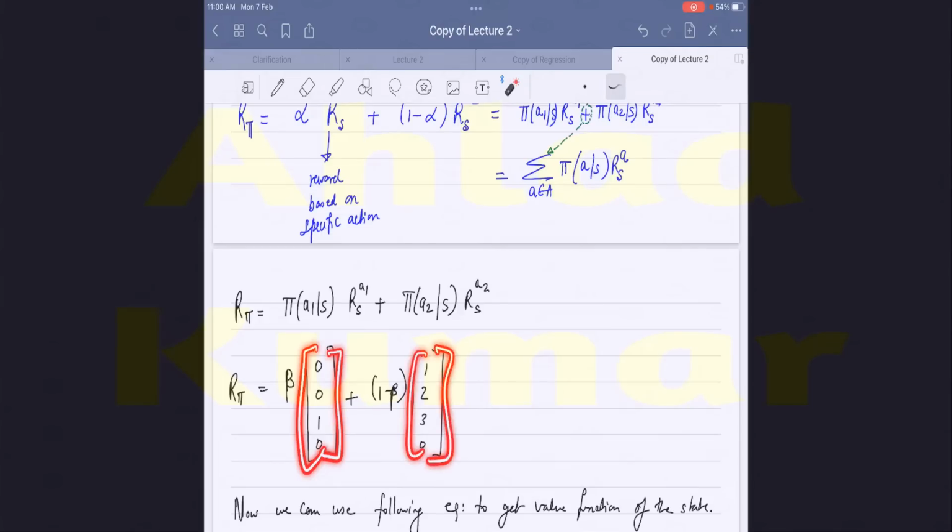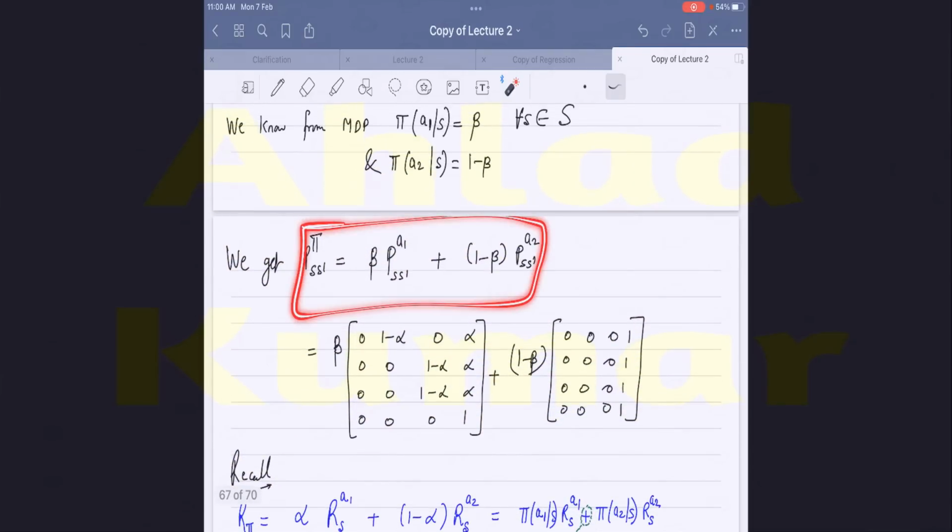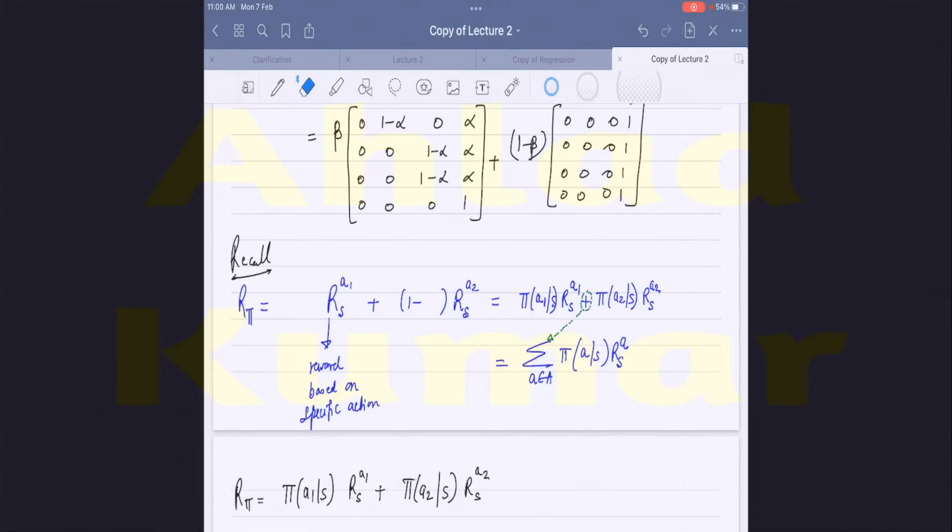So now again we have an expression for r pi. This is the expression for r pi, this is the expression for p pi. This will actually be beta here. Please note, earlier we were discussing it with the value of alpha, but in this example we have taken the probabilities of the policy as beta. Earlier when we were explaining the concept, I had taken it as alpha, so I removed it and kept it as beta for this specific example.